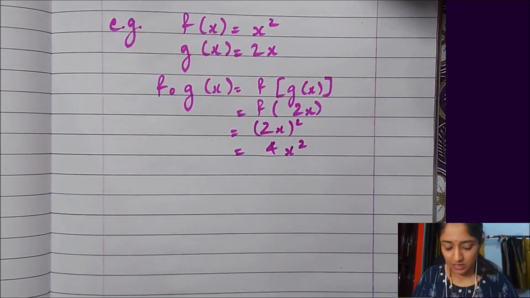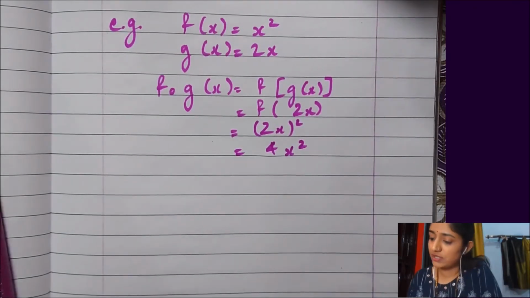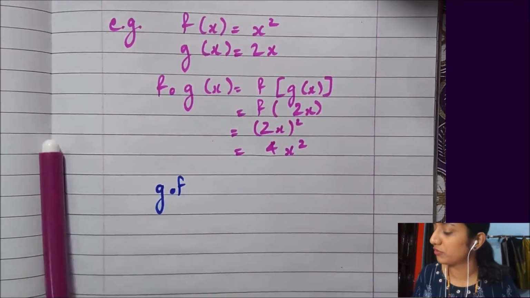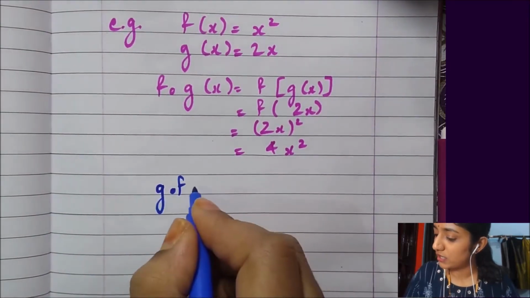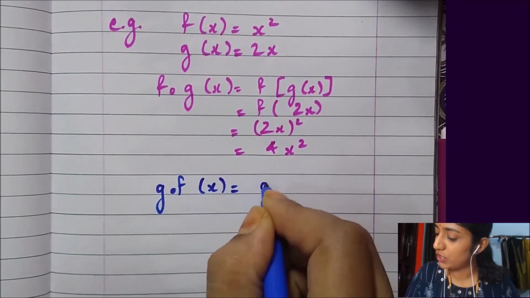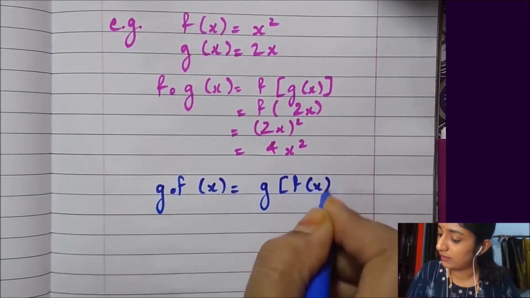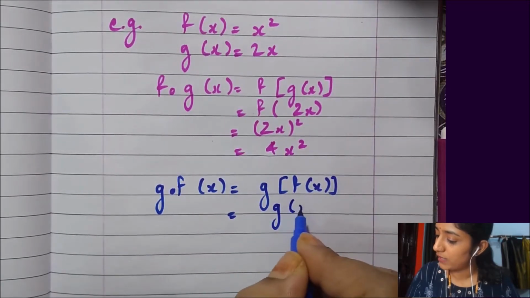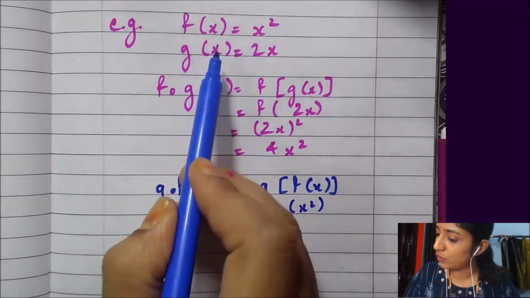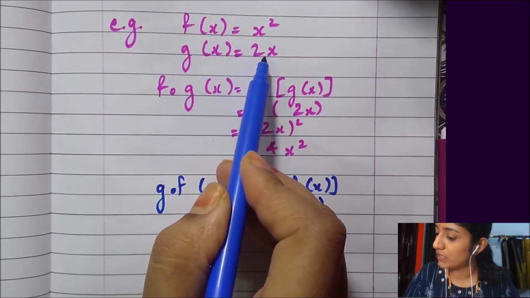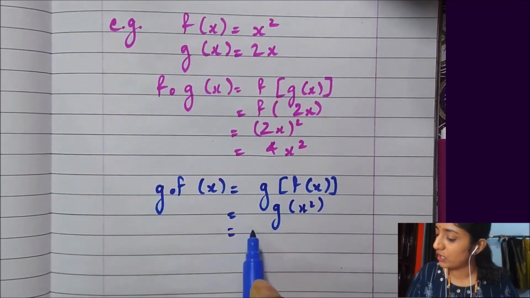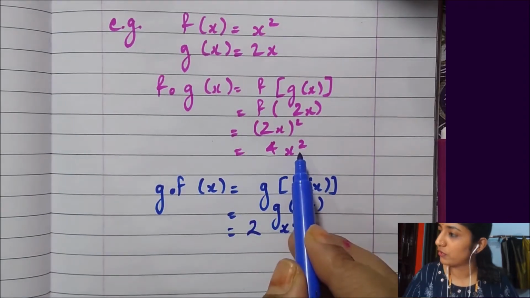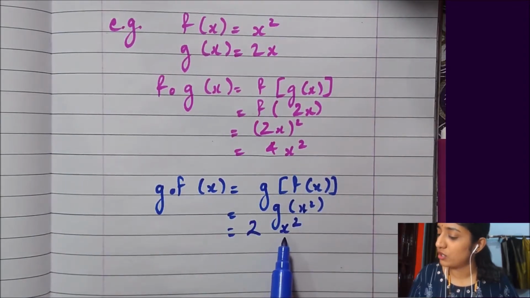Now let's see what happens with G circle F. So G circle F of x will be G of F of x, and that will be G of x squared. Now whatever goes in comes out as twice of that quantity. So this was 4x squared and this is 2x squared.